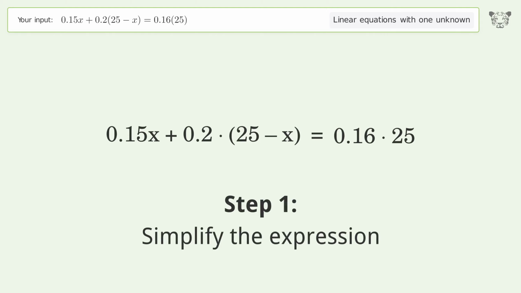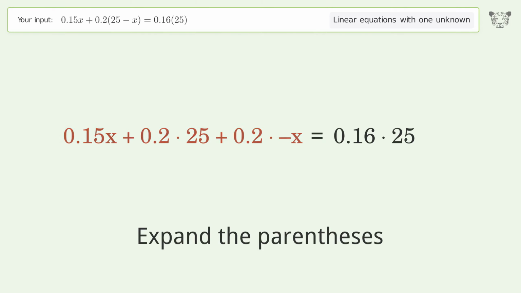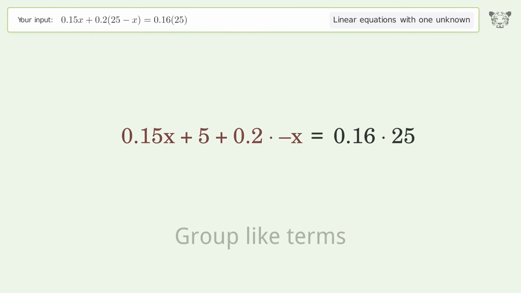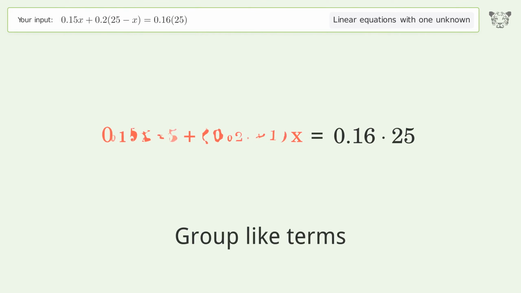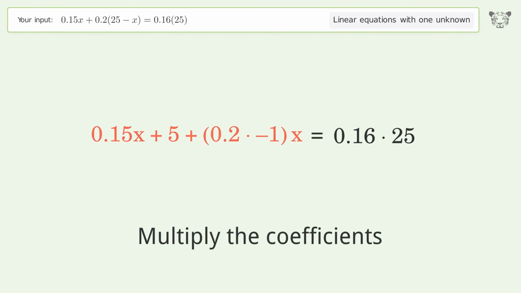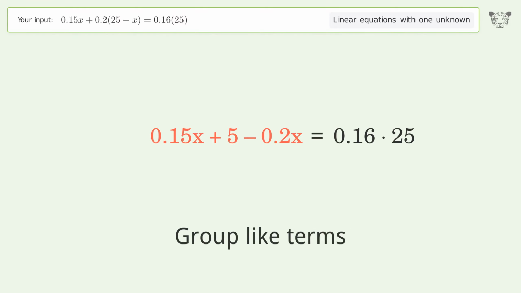Simplify the expression. Expand the parentheses. Simplify the arithmetic. Group like terms. Multiply the coefficients. Group like terms.